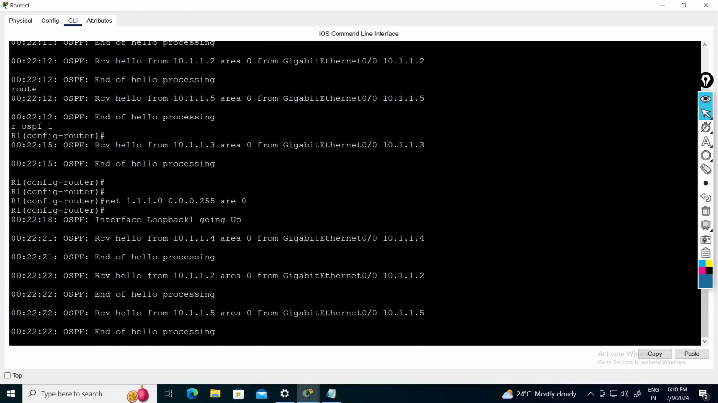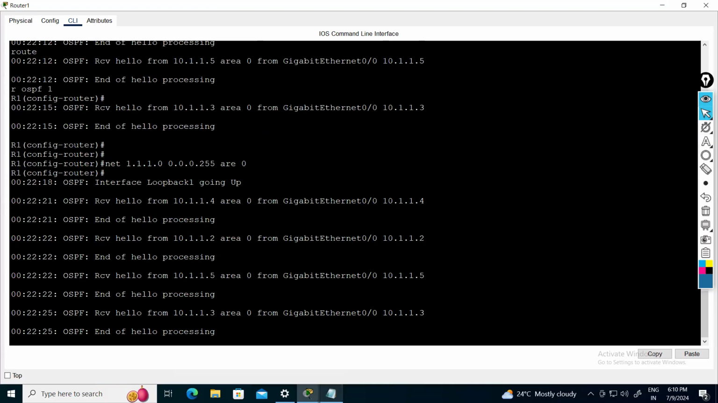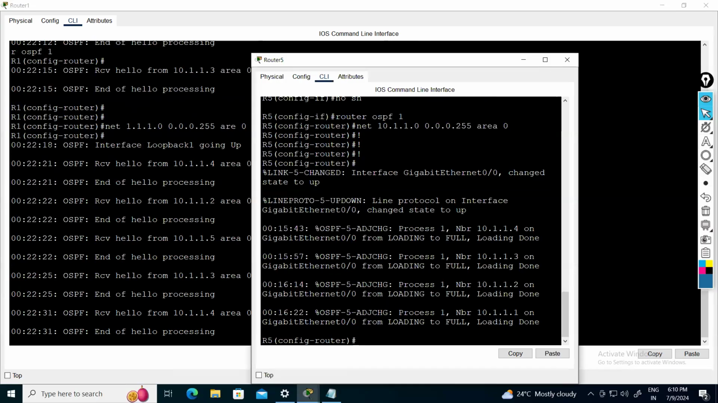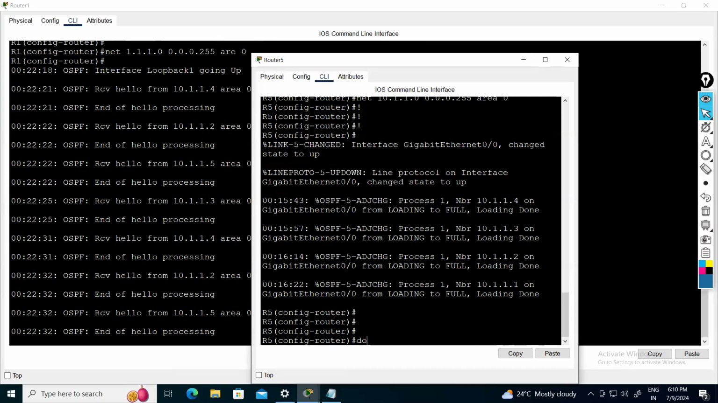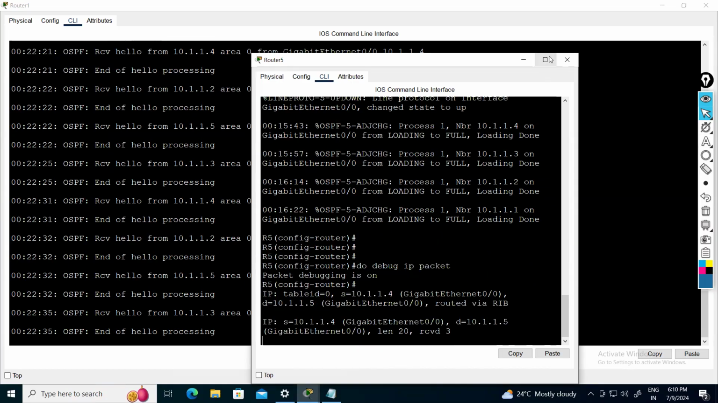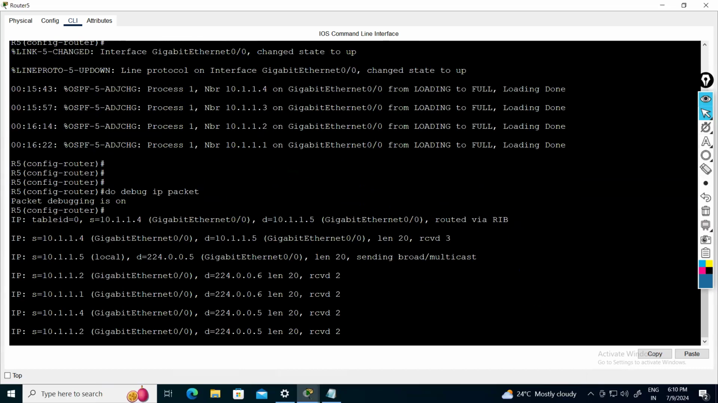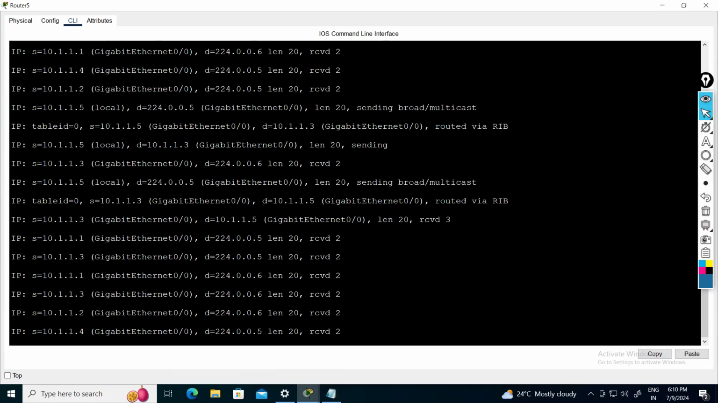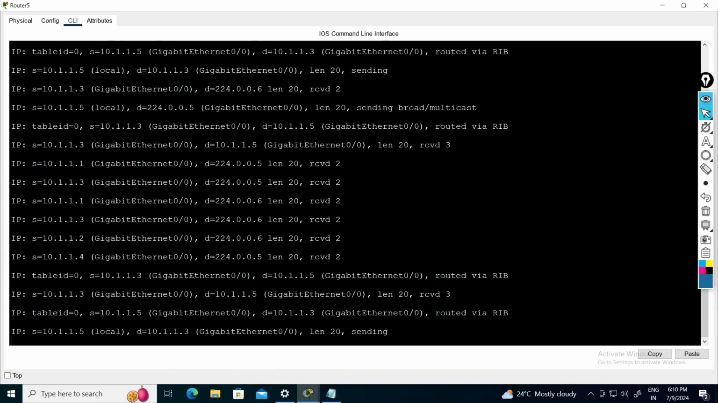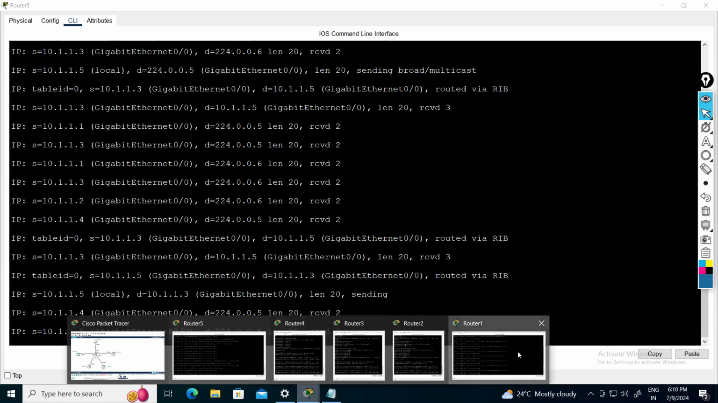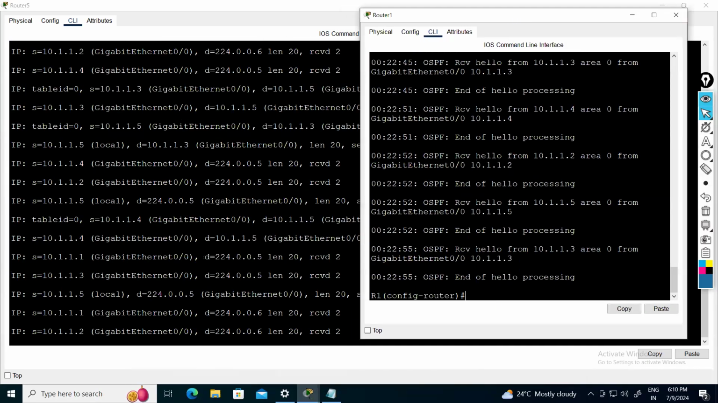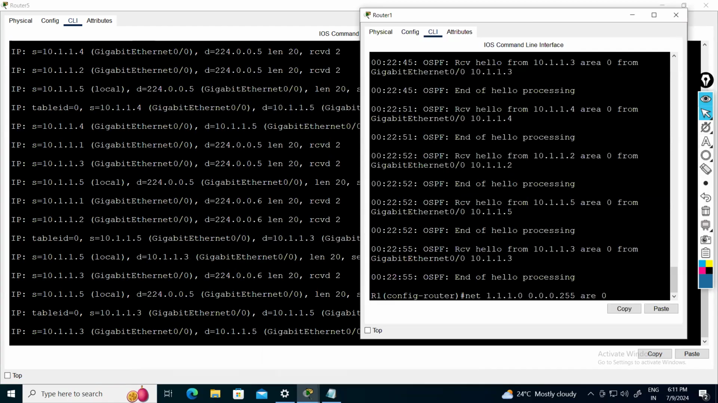Okay, so let's see. And on R5, let me start debug. Do debug IP. See. Now here you will have to find out the messages, because there are so many messages, all the messages that will be traveling will come here. Let me go to R1 and here. Let me see.